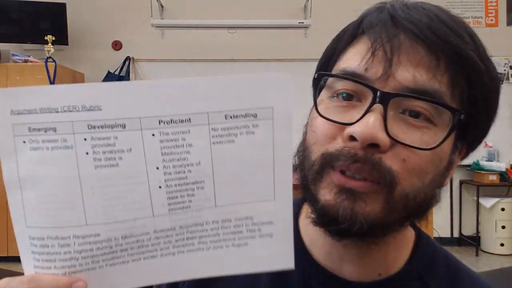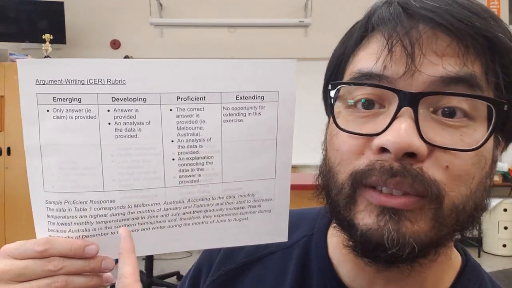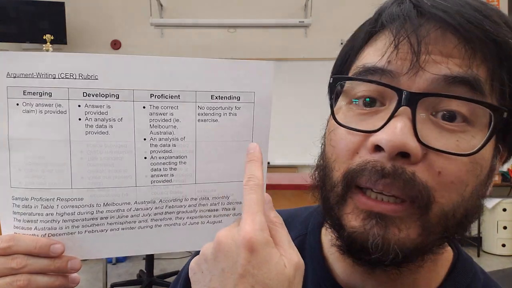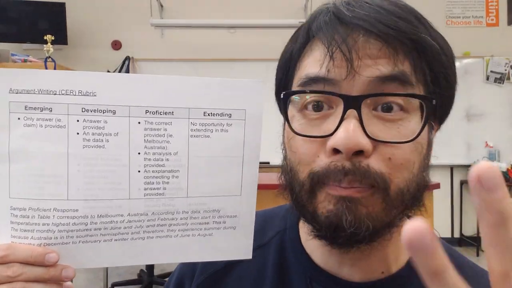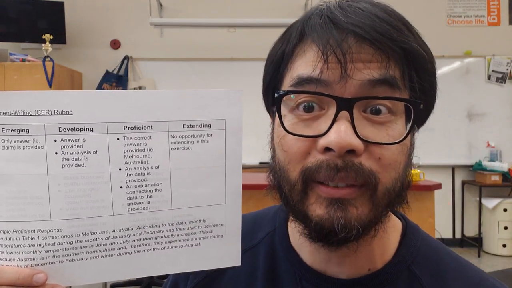All right? From a marks perspective, again, I'm using a 4-level proficiency scale. And like last time, in this case, there's no opportunity for extending, because again, I just want students to get the basics of writing a CER statement. And a proficient would have all 3 parts. They would have a correct claim, they would have evidence, and they would have detailed reasoning.